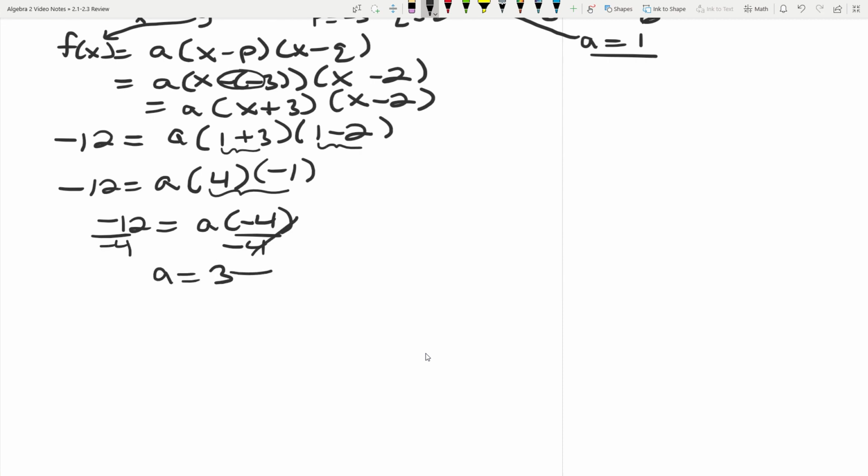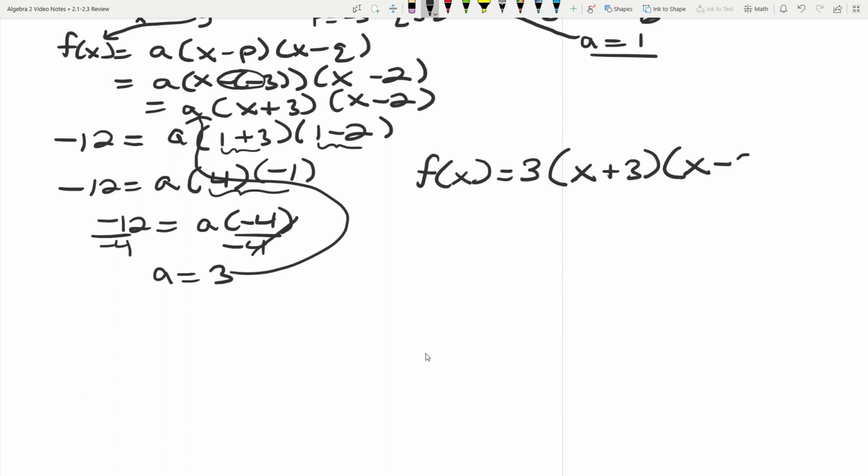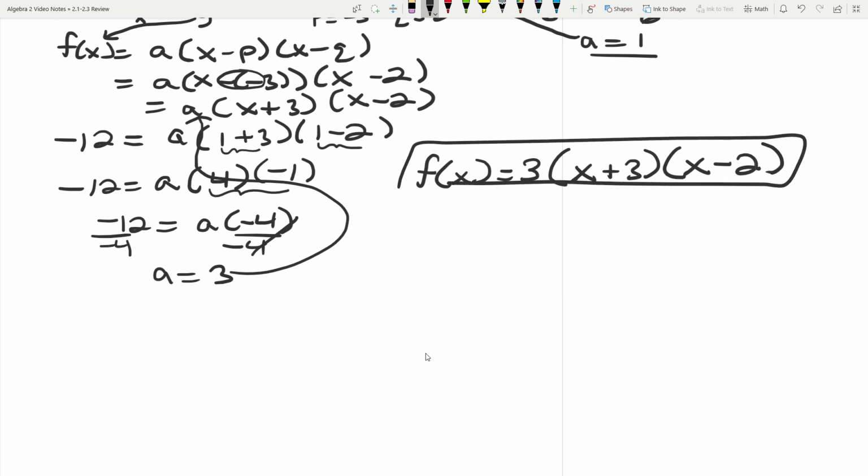So now we know a. We can plug it into the final form, the factored form. So our final answer is f of x equals a, which is 3, times (x minus p), so (x plus 3), times (x minus q). And there's our final factored form.